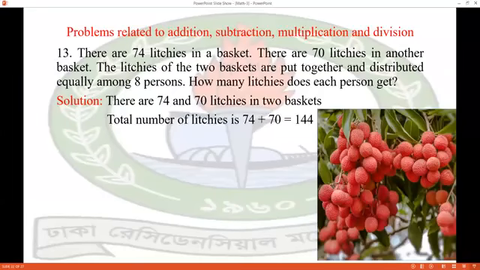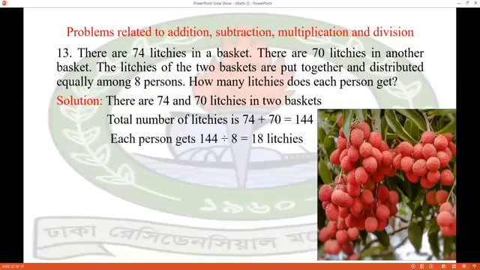144 lychees in 2 baskets together. You have to distribute it equally among 8 persons, so we find it by division. So each person gets 144 divided by 8 equal to 18 lychees. So every person gets 18 lychees.